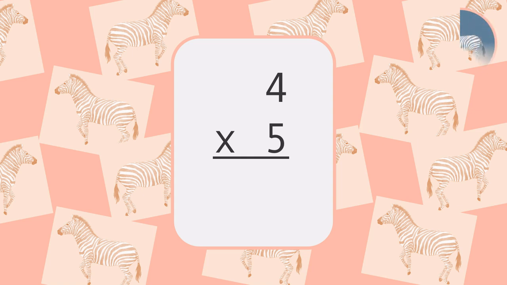What is the product of 4 and 5? What is the product of 4 and 9? What is the product of 4 and 0? What is the product of 4 and 8? What is the product of 4 and 10?